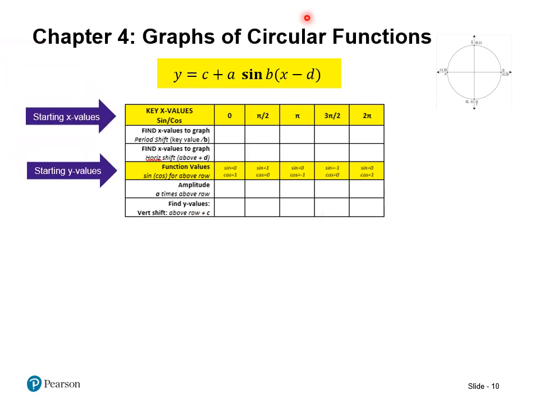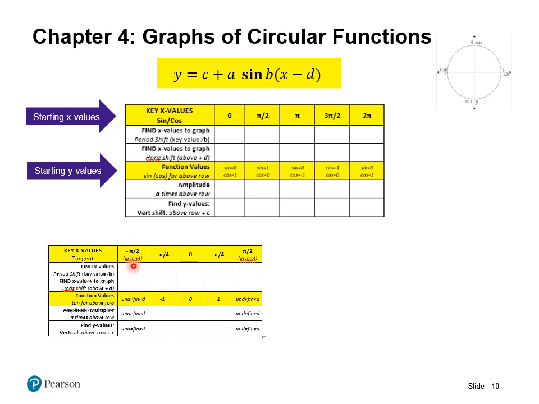Okay, but the starting values are what are important, and you need to know these. You need to know the starting x values, which for sine and cosine are the quadrantals, 0, 90, 180, 270, 360, or 0, pi over 2, pi, 3 pi over 2, and 2 pi. And then, of course, the y values are the x and y coordinates for sine and cosine that you can see here.